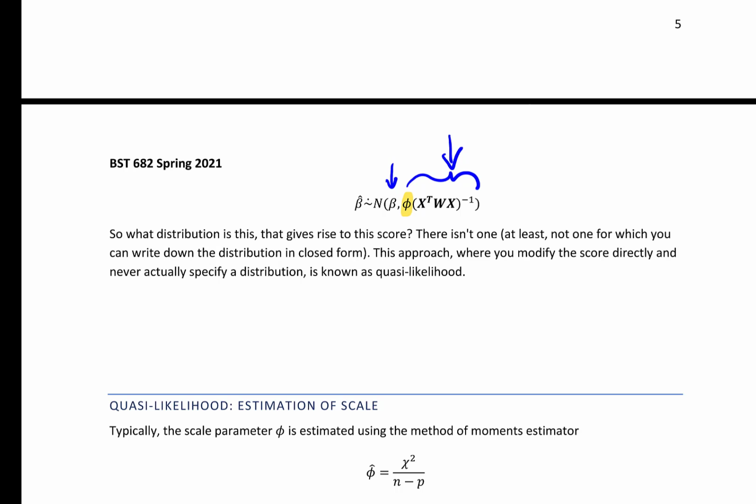And so the question here is, well, what distribution is this actually? And the answer, it isn't one, or at least not one that you can write in closed form. So this is an approach where, instead of modifying the distribution that we work with, you're modifying the score directly. And so you never actually specify a distribution here, and that's why it's called quasi-likelihood, because you don't have an actual distribution, you just modify the score function directly.